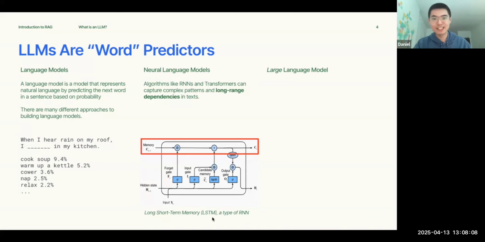So long short-term memory is a type of architecture that can be used for language models. Large language models, however, use something called transformers, and I will do a quick overview of that in the next slide. Again, these are just different ways you can make language models. Now, so far, any questions?